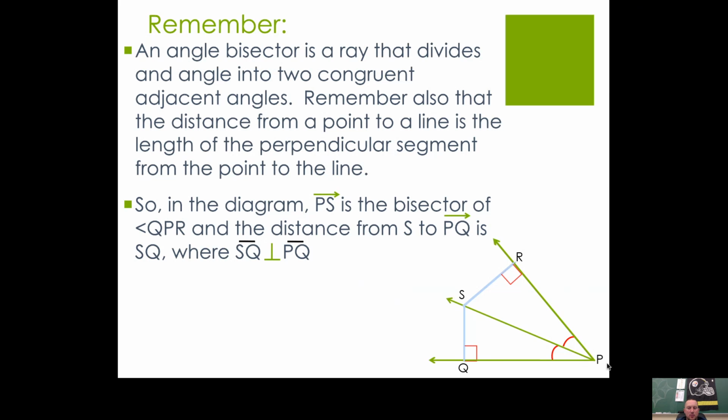Okay, so in this diagram, ray PS is the bisector of angle QPR. That's how you read that geometry. And the distance from point S to ray PQ is this distance, S to Q, where these are perpendicular. Likewise, if you want the distance from point S to ray PR, it's going to be this distance all along this right angle.